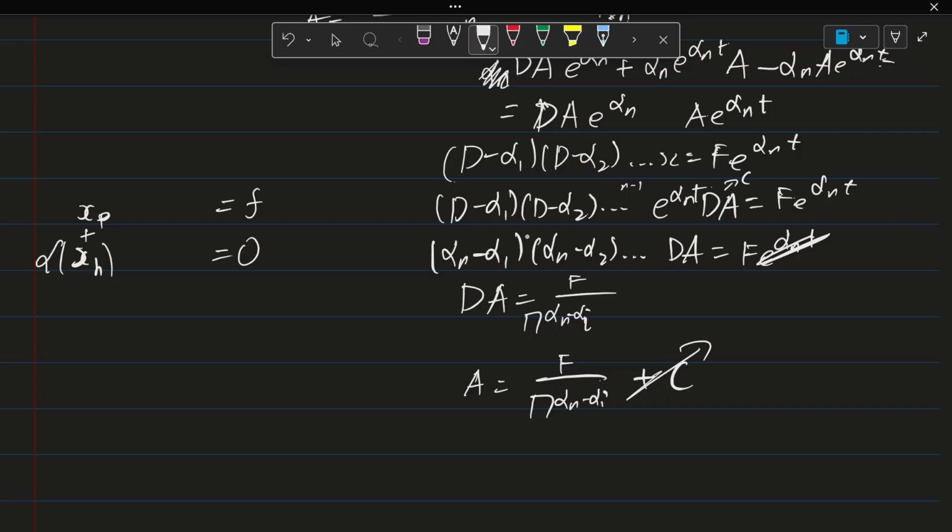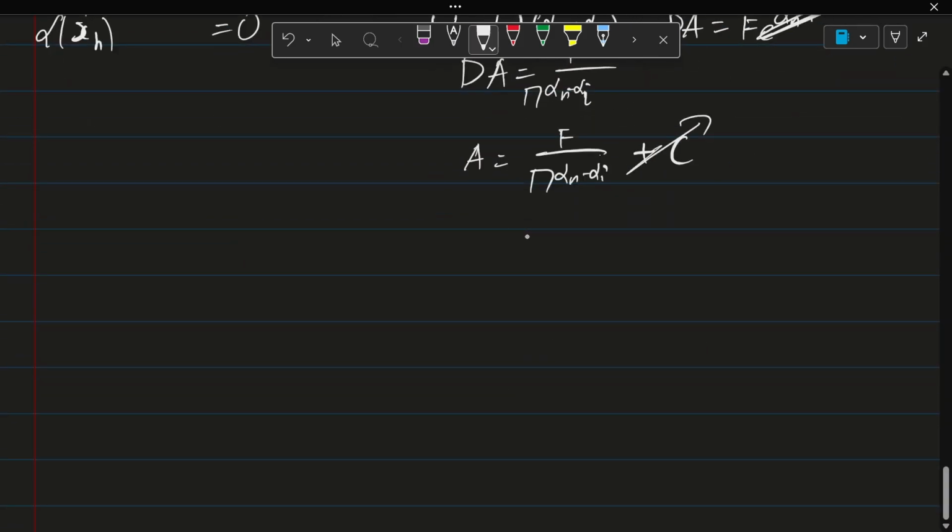Let's go and discuss ordinary differential equations of the first order. So ODE of first order.